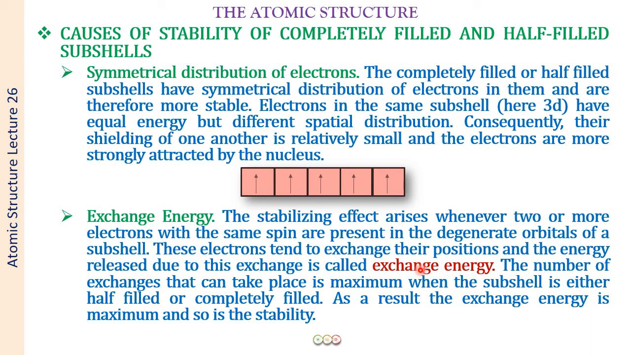And the more the exchange energy, the more the stability of these electrons in an atom, right? So this means that the more the number of exchanges that are possible, the more stability it is going to cause, and this exchange is going to be maximum when the subshell is either half filled or completely filled, right? So let me give you even a diagrammatic representation of that.